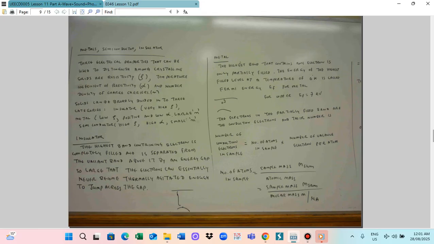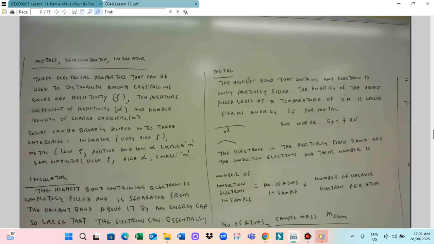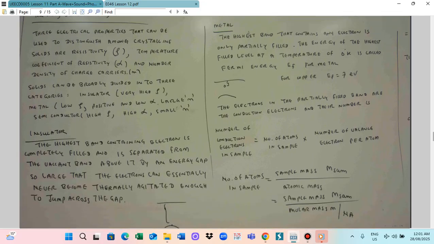We can also write about electrons in the partially free band. They are the conduction electrons. Those electrons can easily move from one place to another. So we can write the equation for their number. The number of conduction electrons in a sample can be calculated as the number of atoms in the sample multiplied by the number of valence electrons per atom.